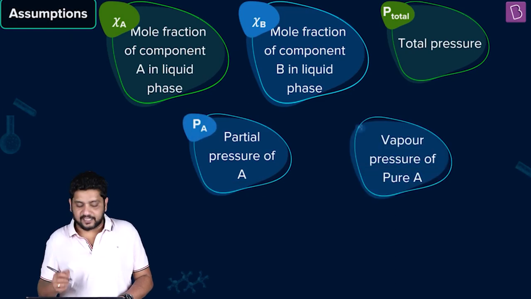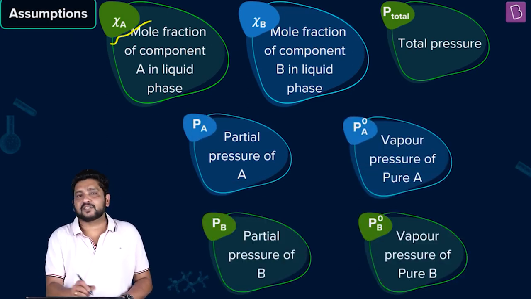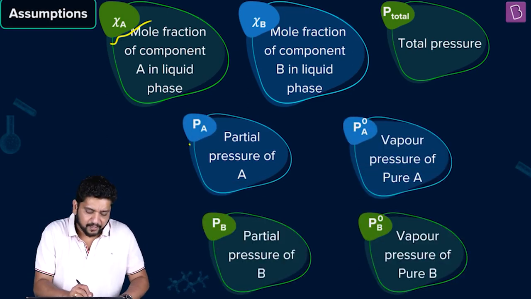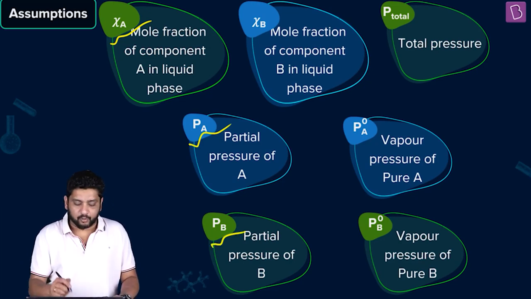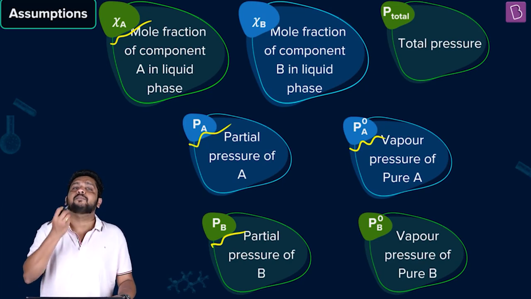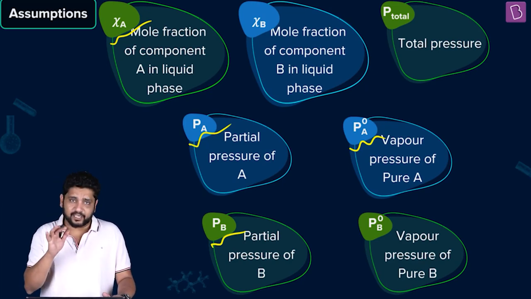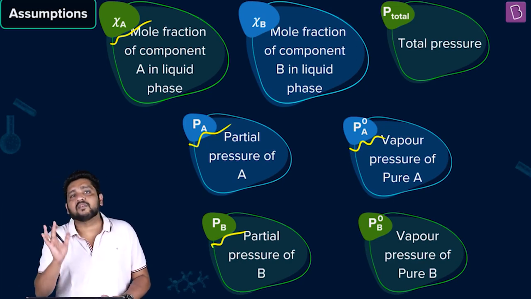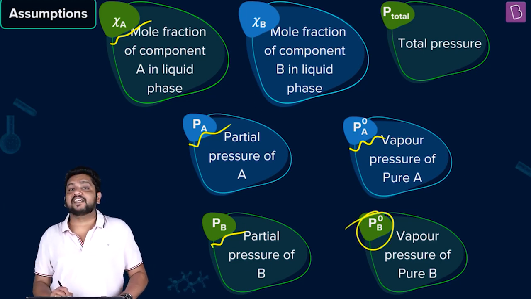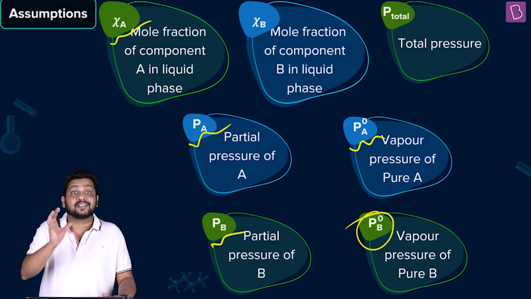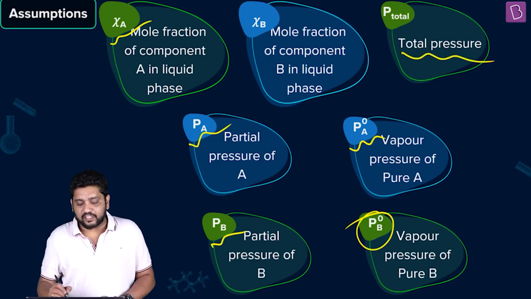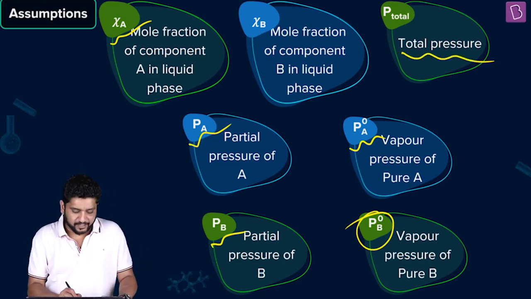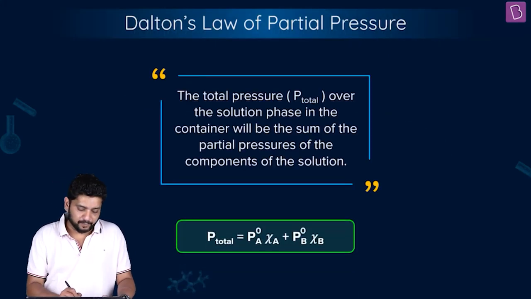So when you take these individual components, all of these are also defined. XA is mole fraction of A, PA is partial pressure of A alone in that vapor mixture, PB is that of B alone, P naught A is what you call the pure vapor pressure of A at that temperature, right? So if A alone was present, what is the vapor pressure? Similarly, P naught B is pure B. If it was present alone, what will be the partial pressure? That is our P naught B, and the sum of these two, PA plus PB, gives us P total. So P naught A into XA plus P naught B into XB.